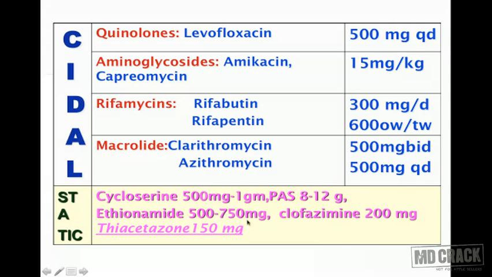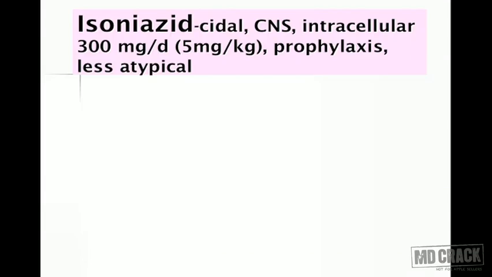Ethionamide, 500 to 750 milligrams. Clofazimine, 200 milligrams. And thiacetazone, 150 milligrams. I have underlined it because this is the drug which is fairly commonly used among the static second line drugs. So you need to remember thiacetazone, 150 milligrams. Let's move forward and start the discussion of individual anti-tuberculosis agents.